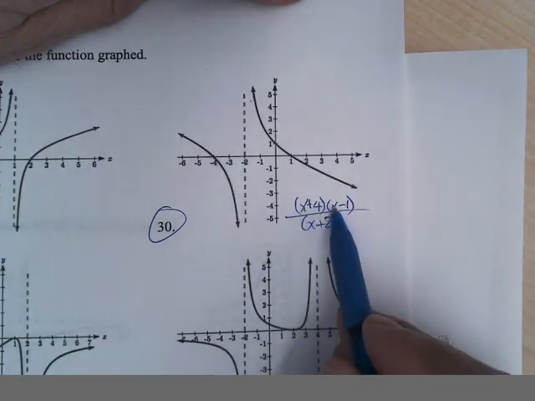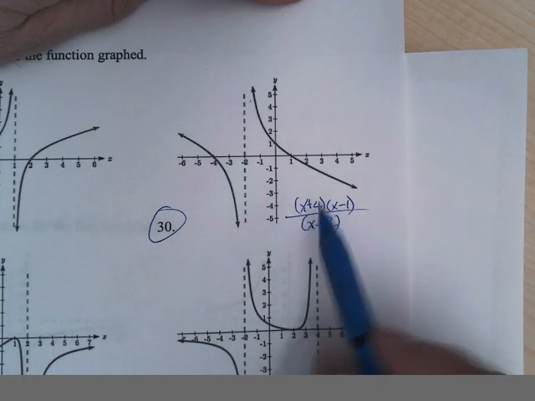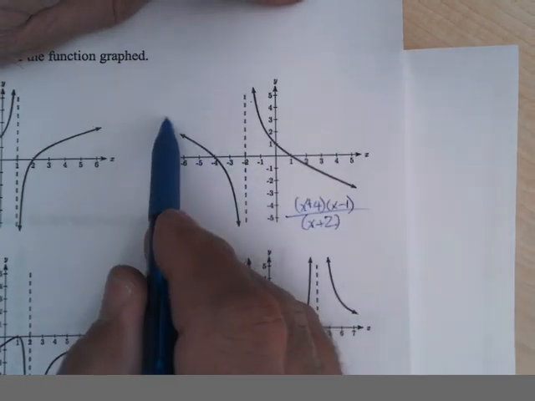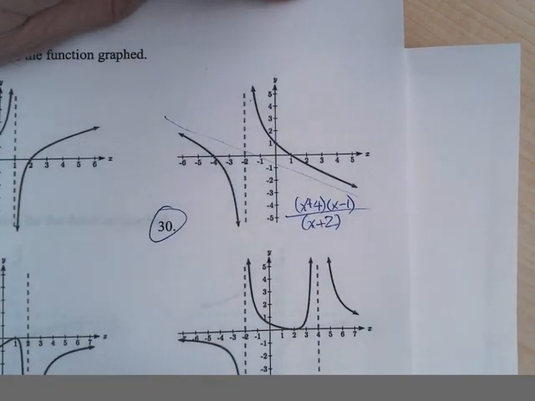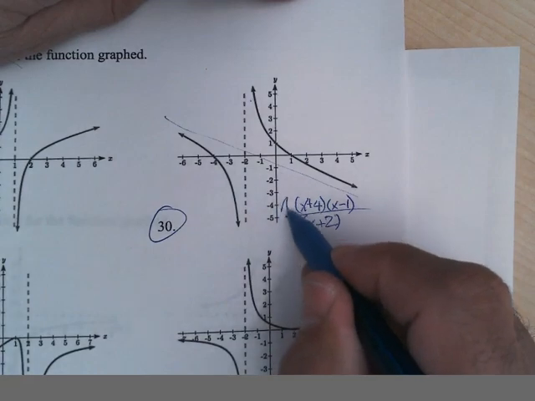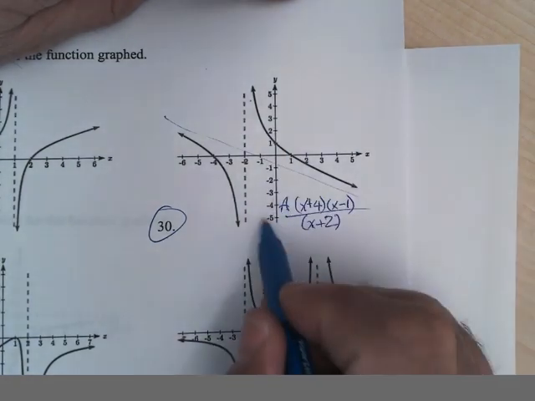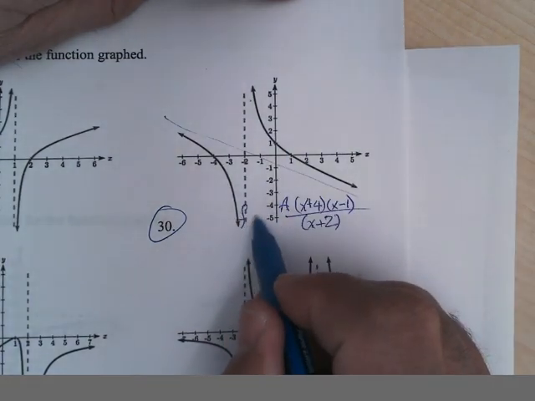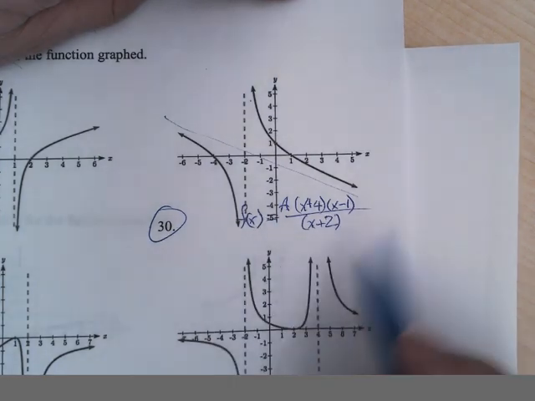And now the degree of the numerator is more than the denominator, so it would have an oblique asymptote, which this does. And we'll put an a. We need to go through 1, so let's figure out what a is.